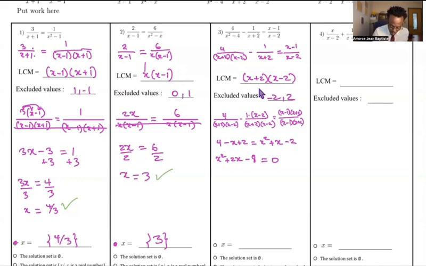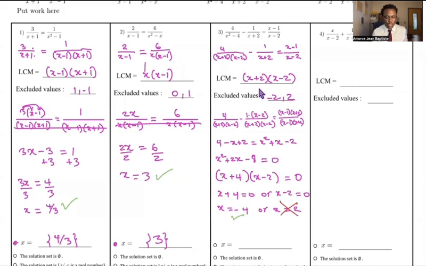Okay, now we can factor this. Two factors of -8 that sum to +2 will be -2 and +4. So x plus 4, x minus 2. Solve each: x plus 4 equals 0, or x minus 2 equals 0. x equals -4, or x equals 2. 2 was excluded, so only x equals -4 is the solution.